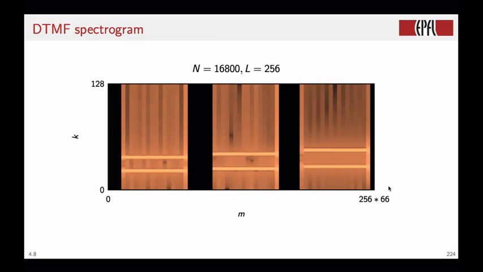This is the spectrogram that we saw in the beginning. The window now is 256 points. So let's say that this spectrogram is in between an extremely narrow band and an extremely wide band. This is a very good compromise to interpret what's going on in the signal.